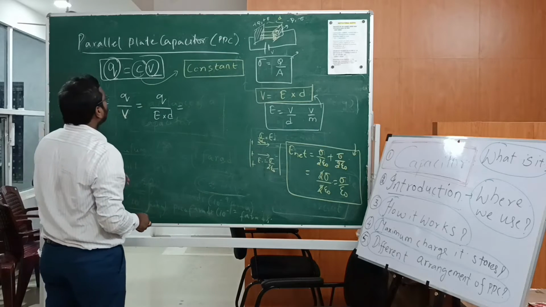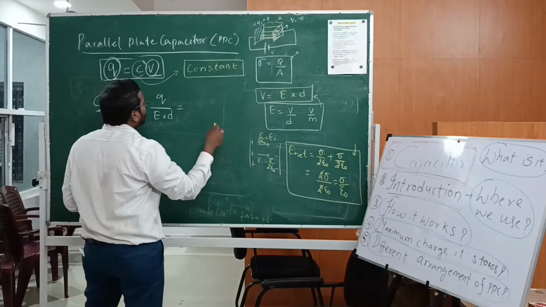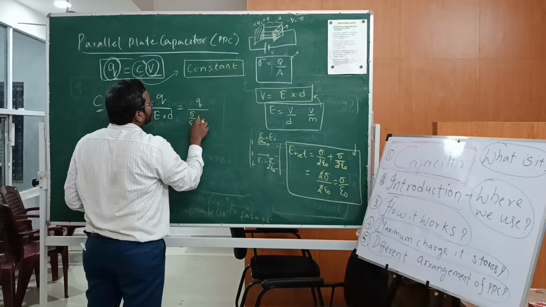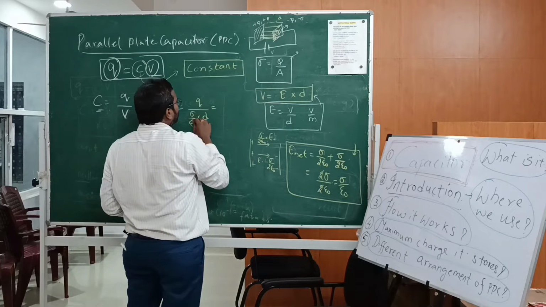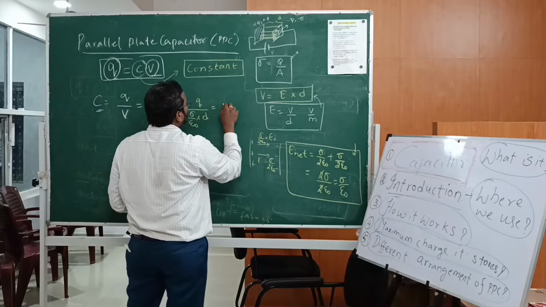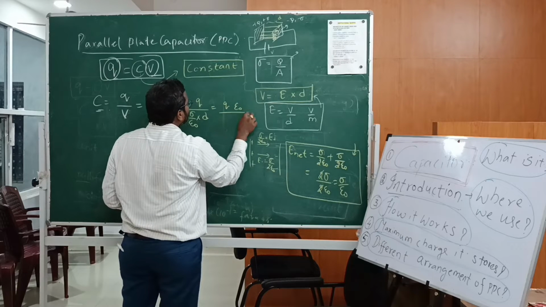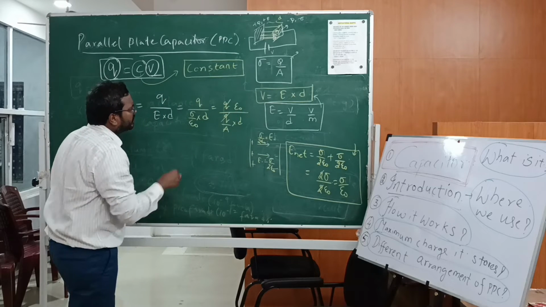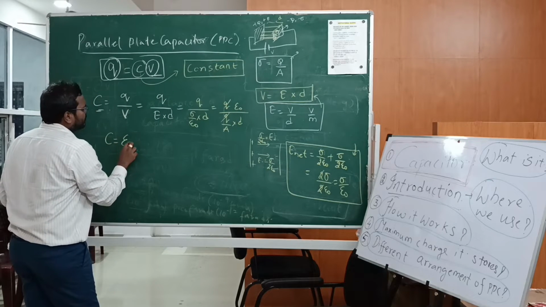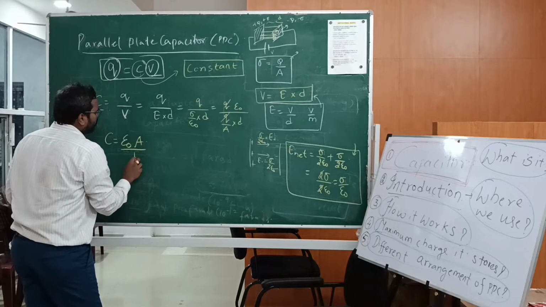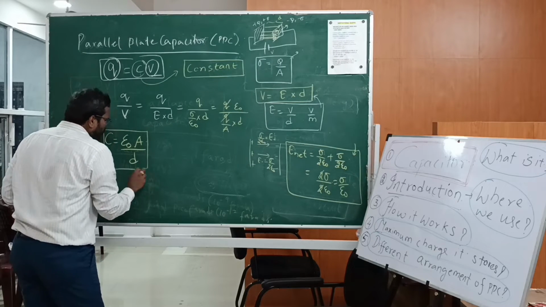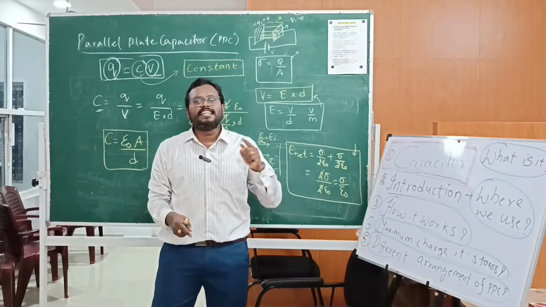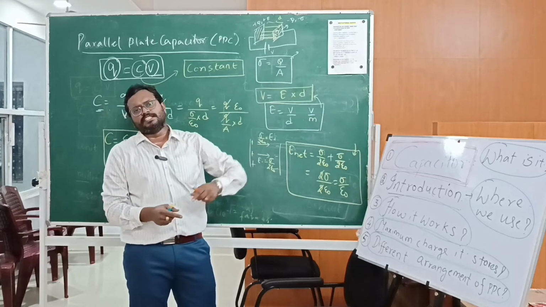So here C is equal to Q by V, V is E into D, where E is given as sigma by epsilon naught, into D. And we can also write sigma as Q by A, so epsilon naught will go in the numerator. Right, sigma is Q by A, into D. So this Q gets cancelled here. So the capacitance of the capacitor is defined by epsilon naught A by D. So the capacitance of the capacitor does not depend on the charge or the potential given across the parallel plate capacitor.